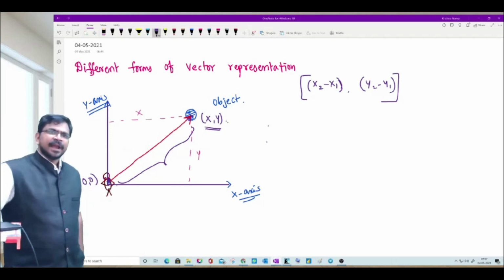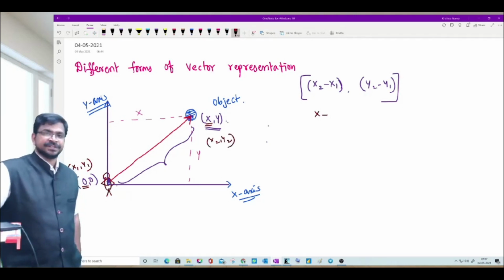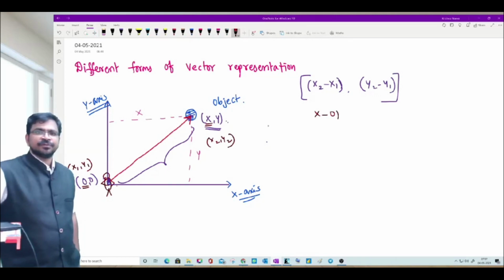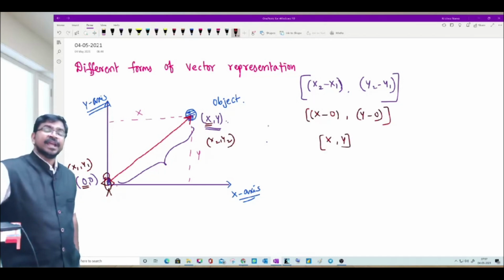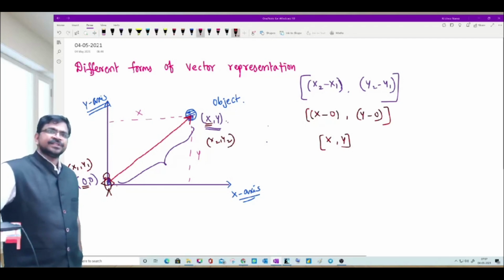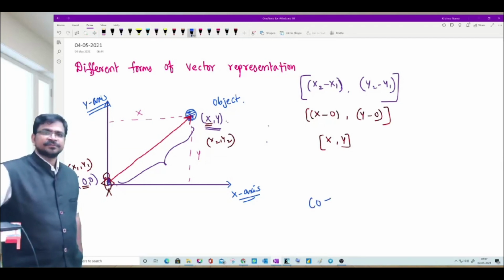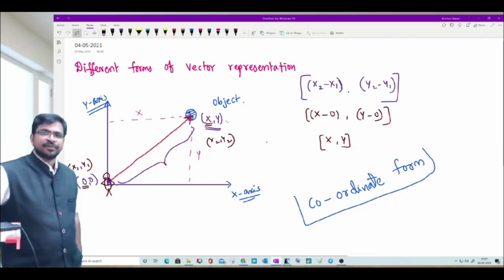Now what is the head point? The second point here is x. So x minus the first point 0. This is x1 comma y1, and this is x2 comma y2. In general representation, x minus 0 comma y minus 0 will be the first kind of representation, which will give you x comma y, and this is named as coordinate form. This is coordinate form.